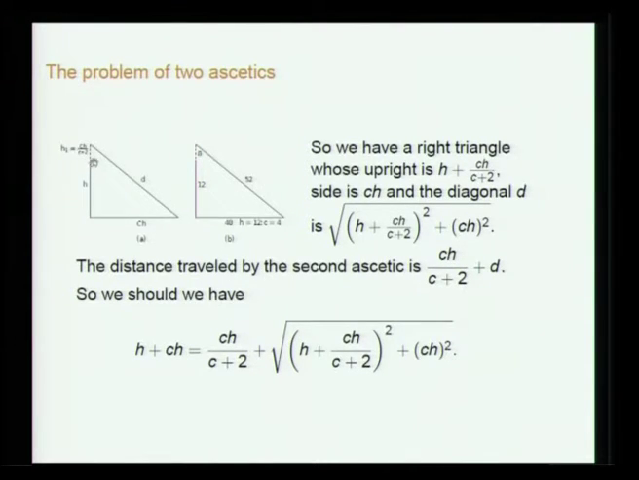Naturally, the second ascetic jumps and then goes along the diagonal. So, we should have h plus ch must be equal to ch by c plus 2 plus this result. Okay. Is there any restriction on c or h? In fact, one can see that there is no restriction; for every c and h, it is satisfied. That is very interesting. For every c and h, you can check that.